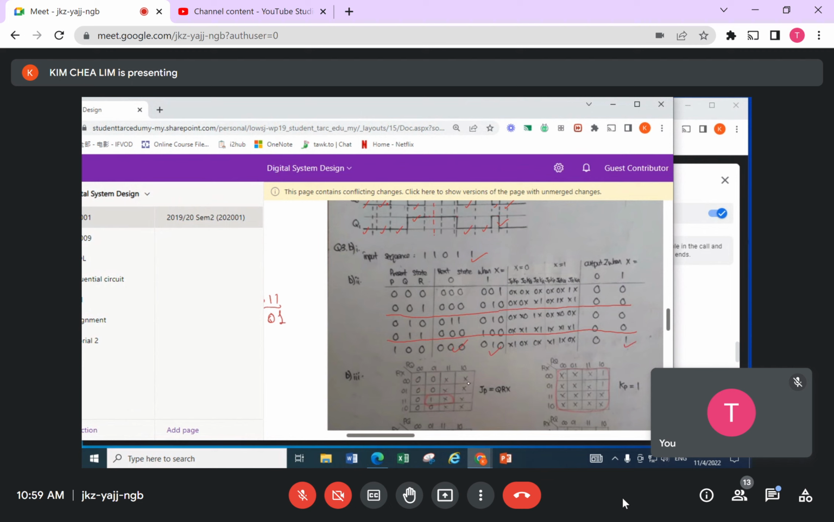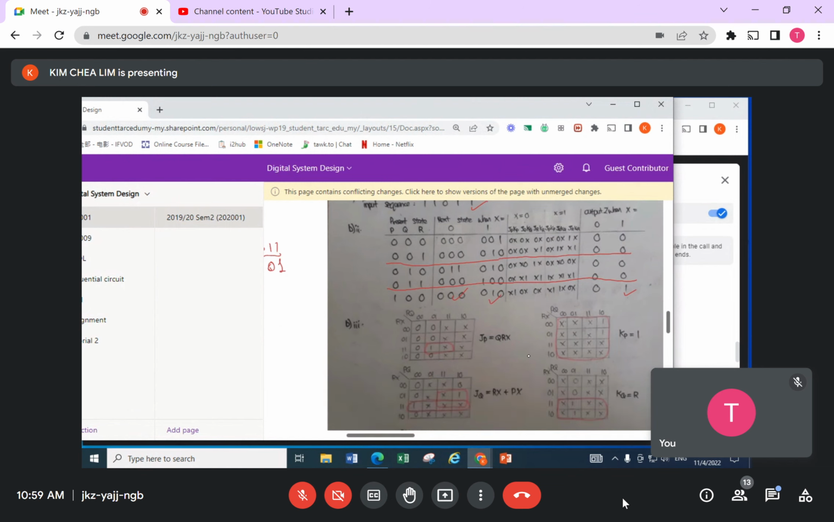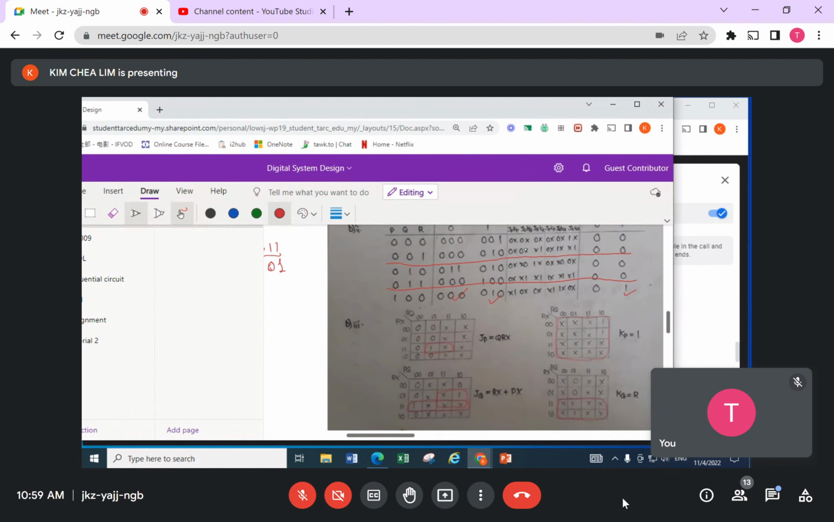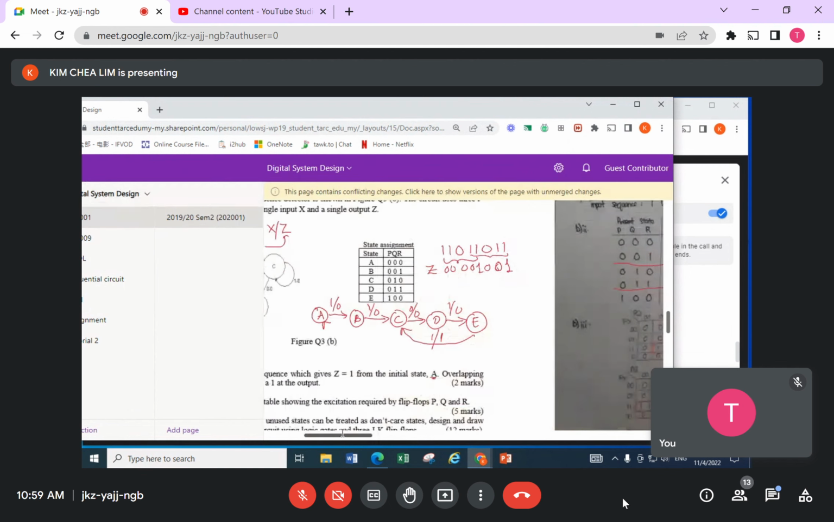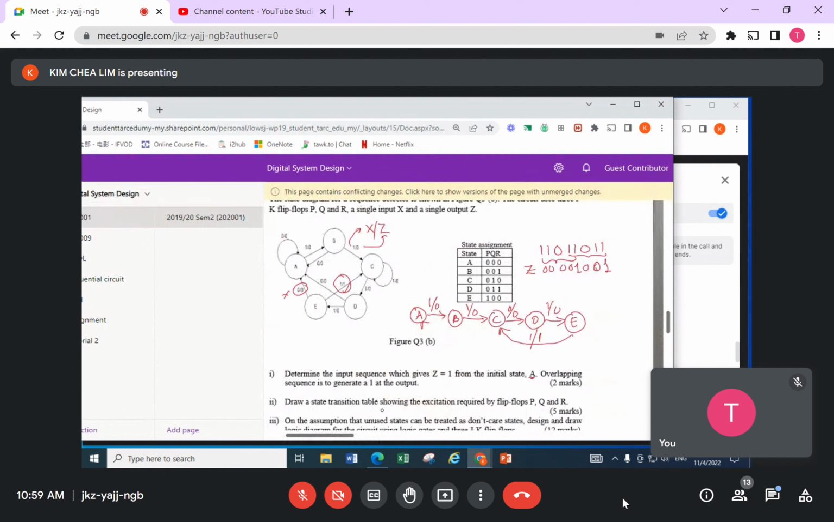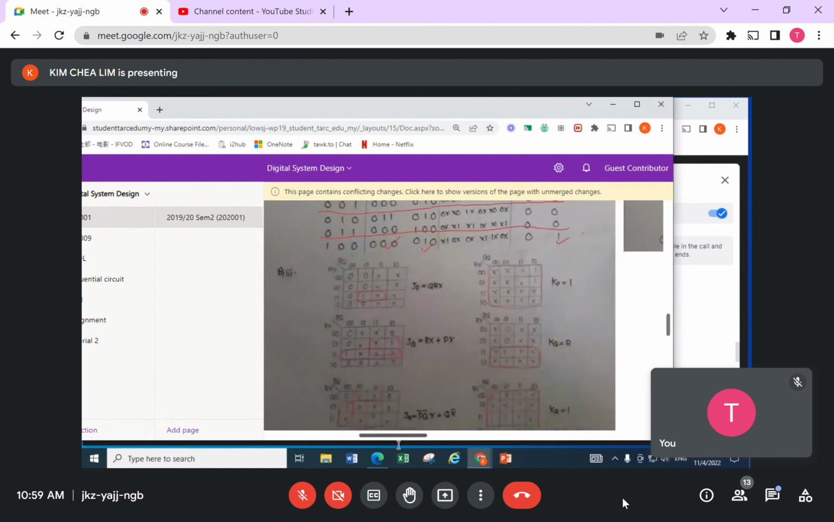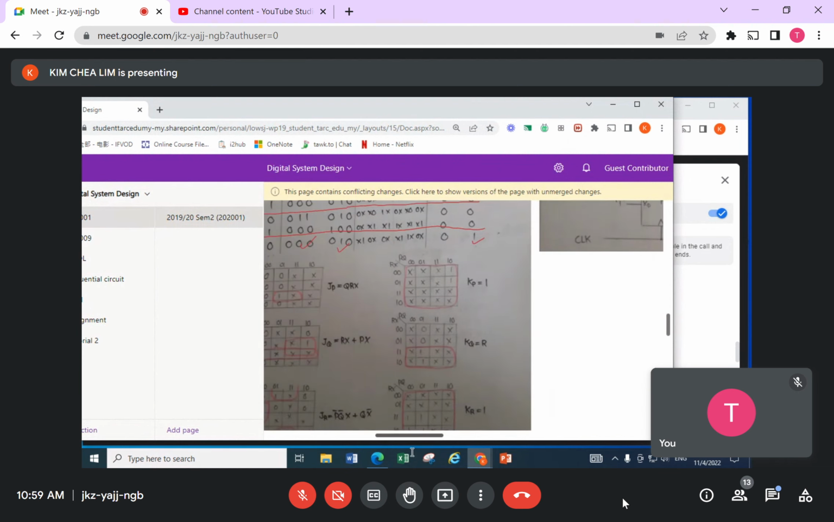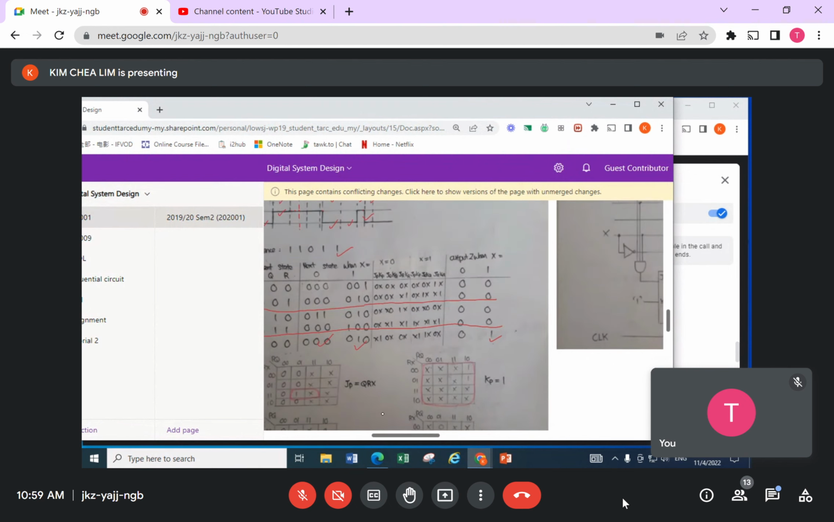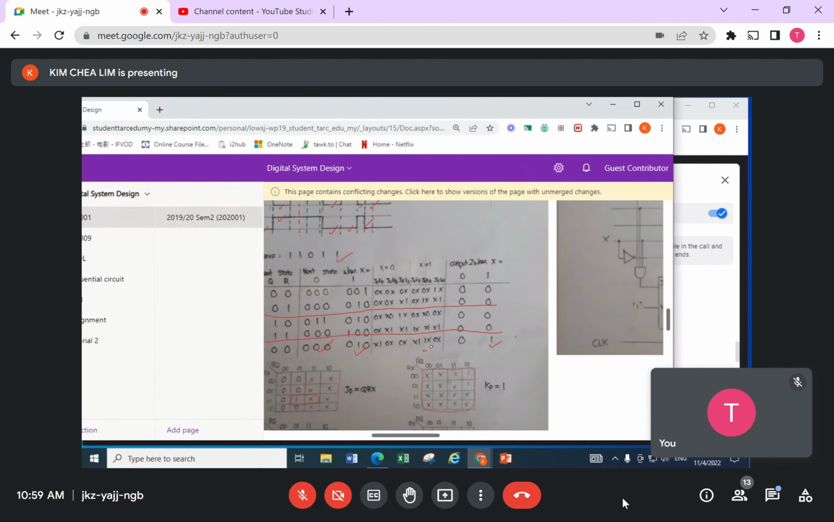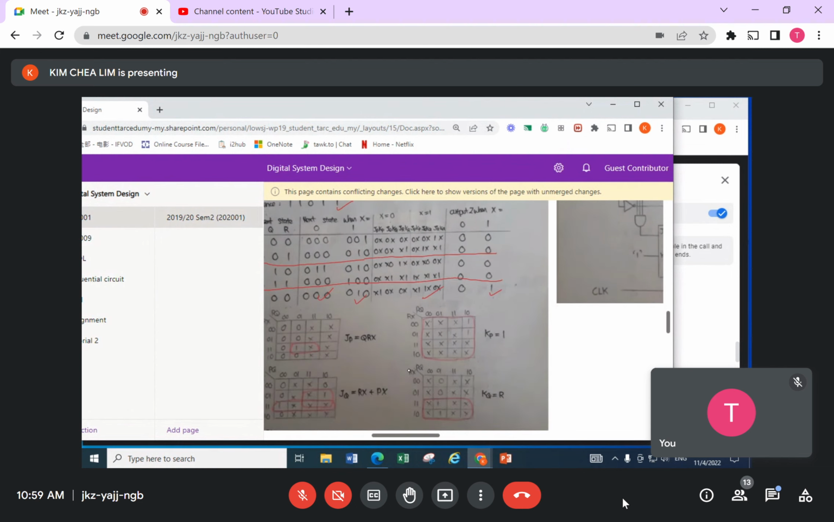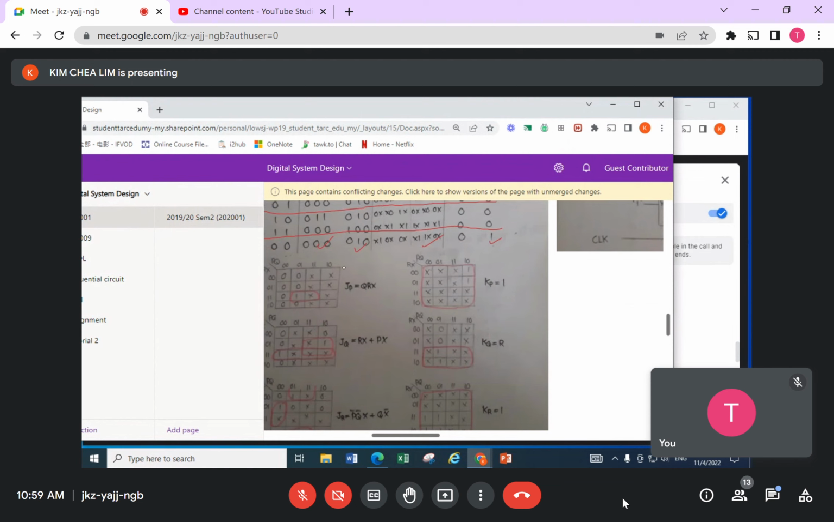Actually, I didn't do this part. I straight away filled into the Karnaugh map, so I'm not going to check for these parts here. The question only asked me to go for the state transition table showing the excitation required by flip-flops P, Q, and R. Oh yes, it's required. But because mine is a marking script, so not necessarily. Okay, required, must do it. And then fill into the Karnaugh map. So I double confirm with the Karnaugh map. If it's correct, then that part will be correct.